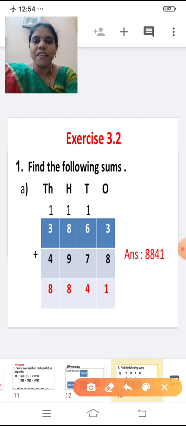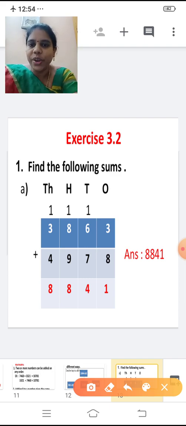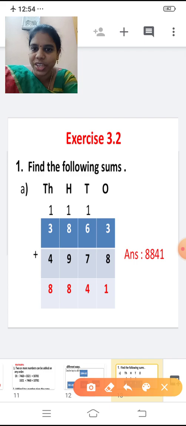So next is find the following sums. Exercise number 3.2. Find the following sums. So we are going to add 3863 and 4978. Shall we add this now? First write in the exact places: 3 in the thousands place, 8 in the hundreds place, 6 in the tens place, and 3 in the ones place.